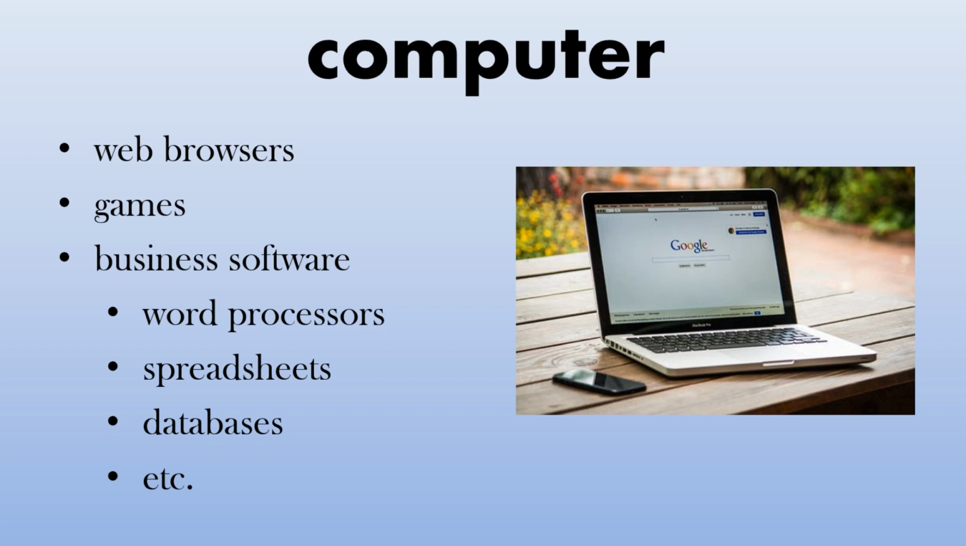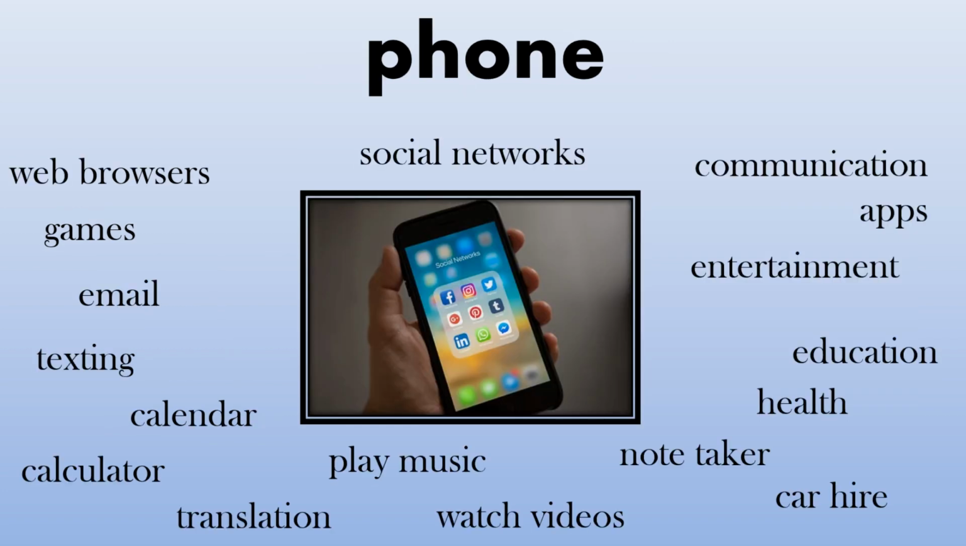So we have application software or apps on phones as well. So what type of apps are there on your phone? So we might have social networks, apps for entertainment, communication, even education, health, or watch videos, play music, email, texting, calculator, calendar, translation. And obviously we still use web browsers and games.